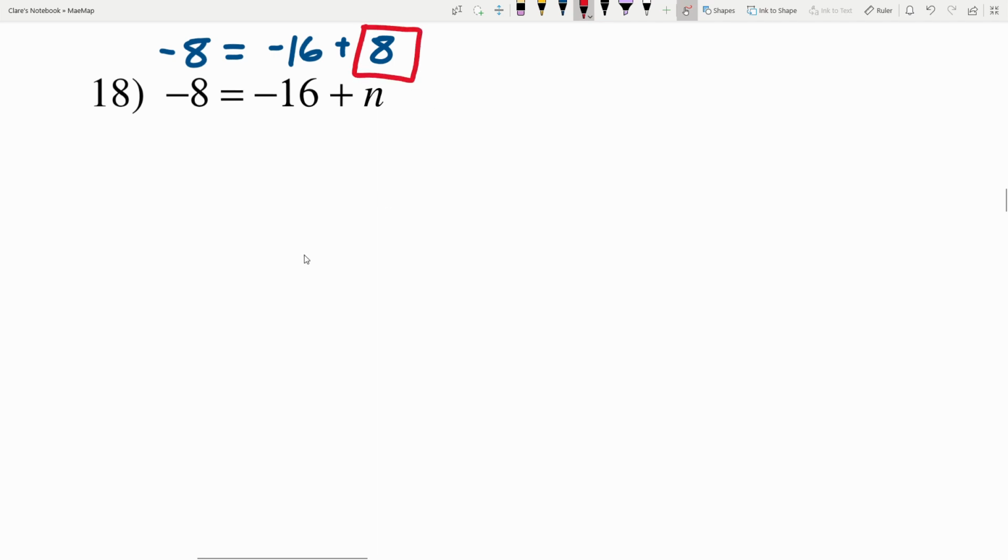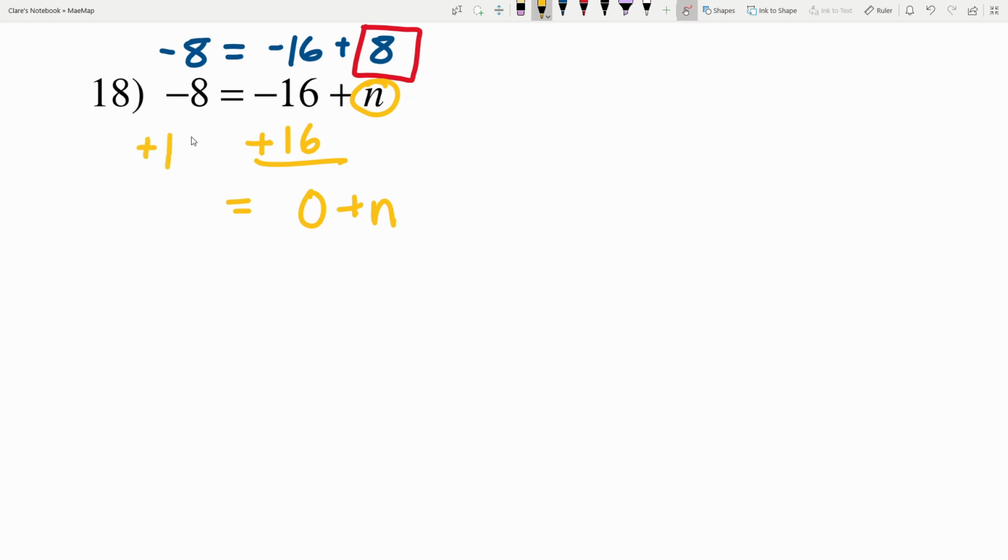But let's solve to see if we get the same thing. In order to isolate the n, I'm going to need to get rid of this negative 16. I'll need to add the positive 16 to get rid of it. Negative 16 plus 16 gives me 0. So I'll have 0 plus n, and that's going to be equal to, remember, whatever I do to the right, I need to do to the left.